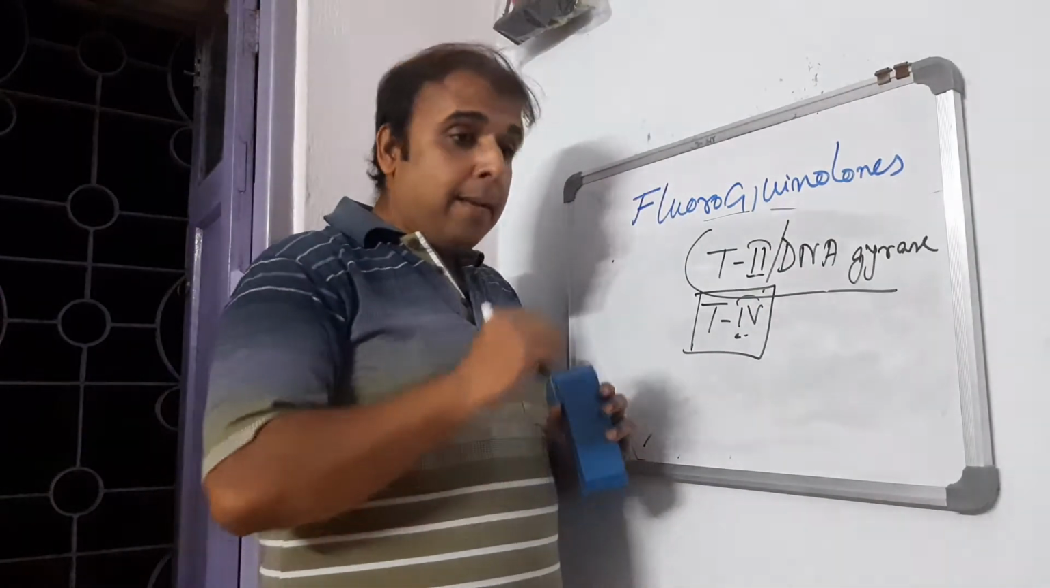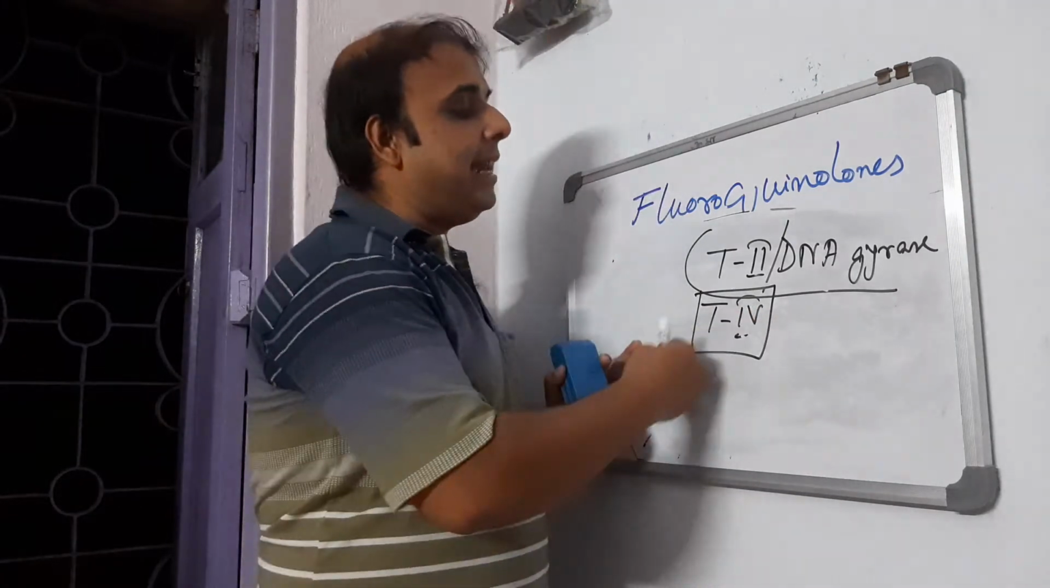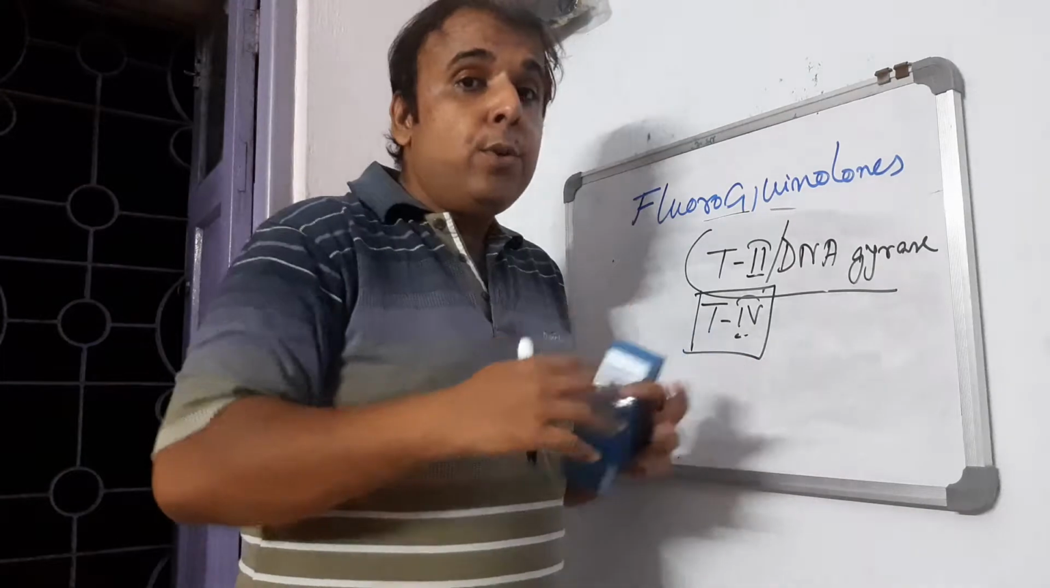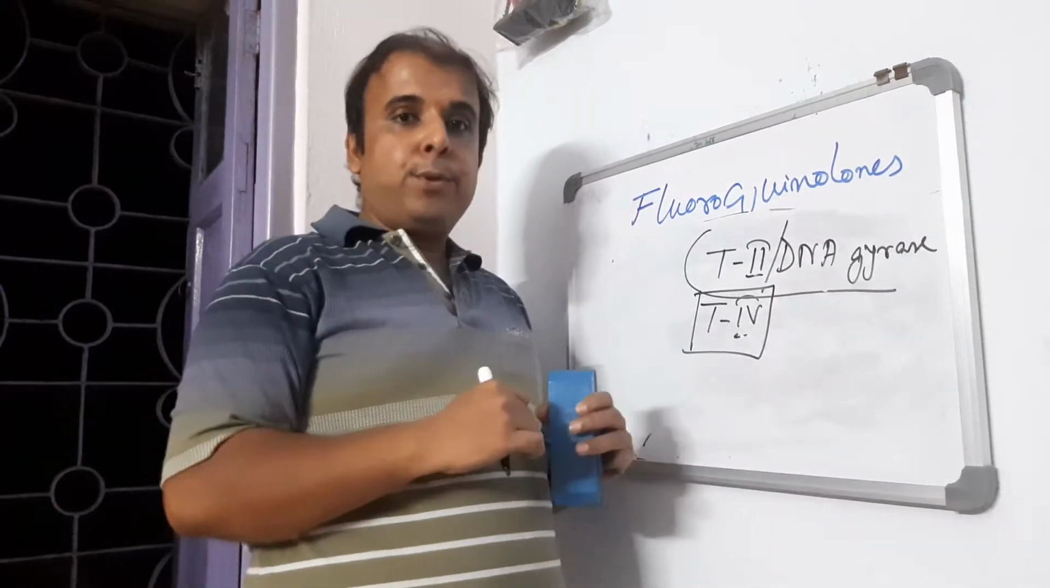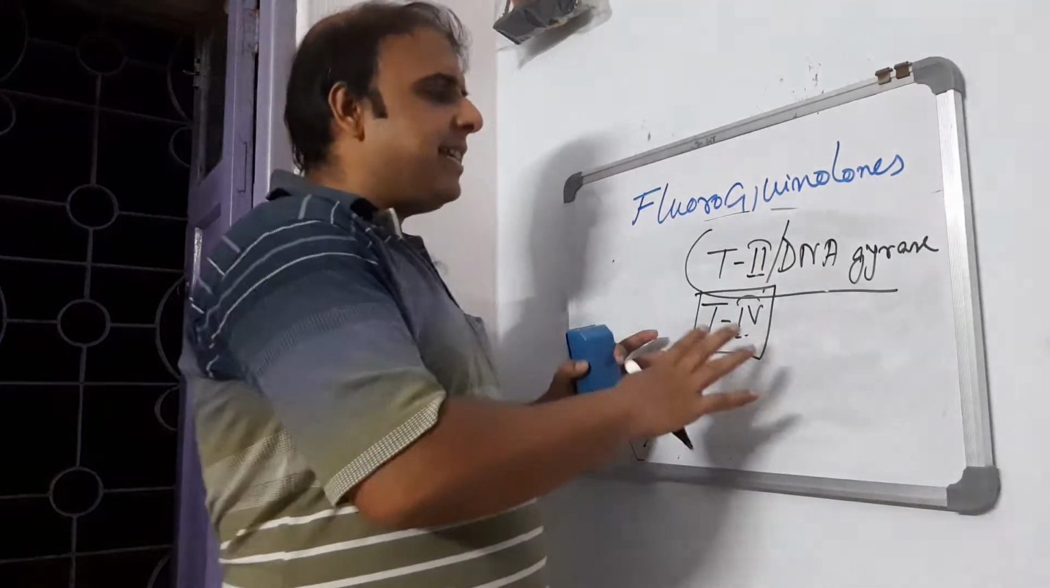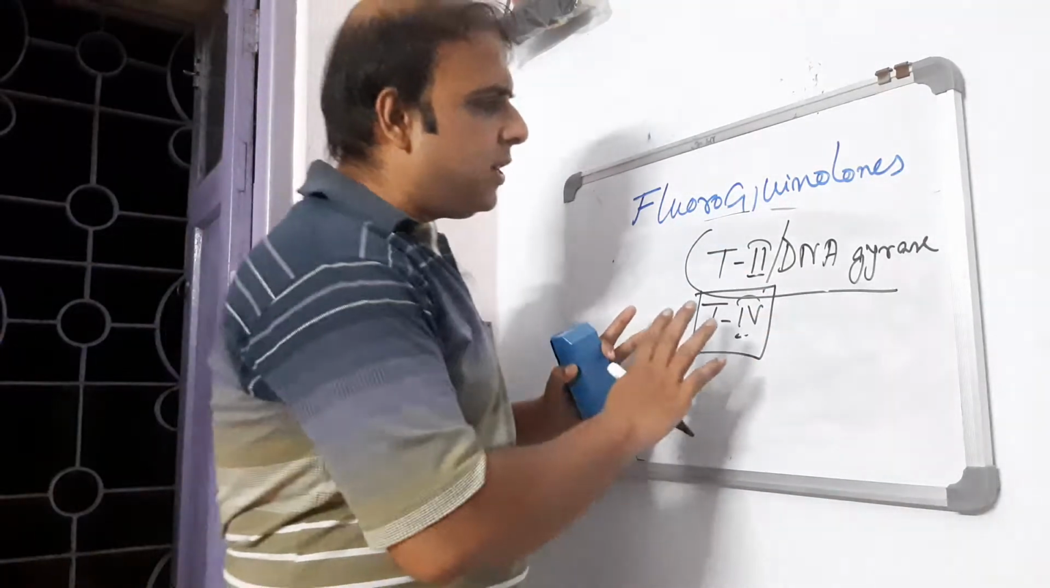That means by degrading the DNA, they can act as a bactericidal, and by stopping the mitosis, by arresting the mitosis, they can act as a bacteriostatic. Okay? So this is how they are exerting their action. I think the action is clear.